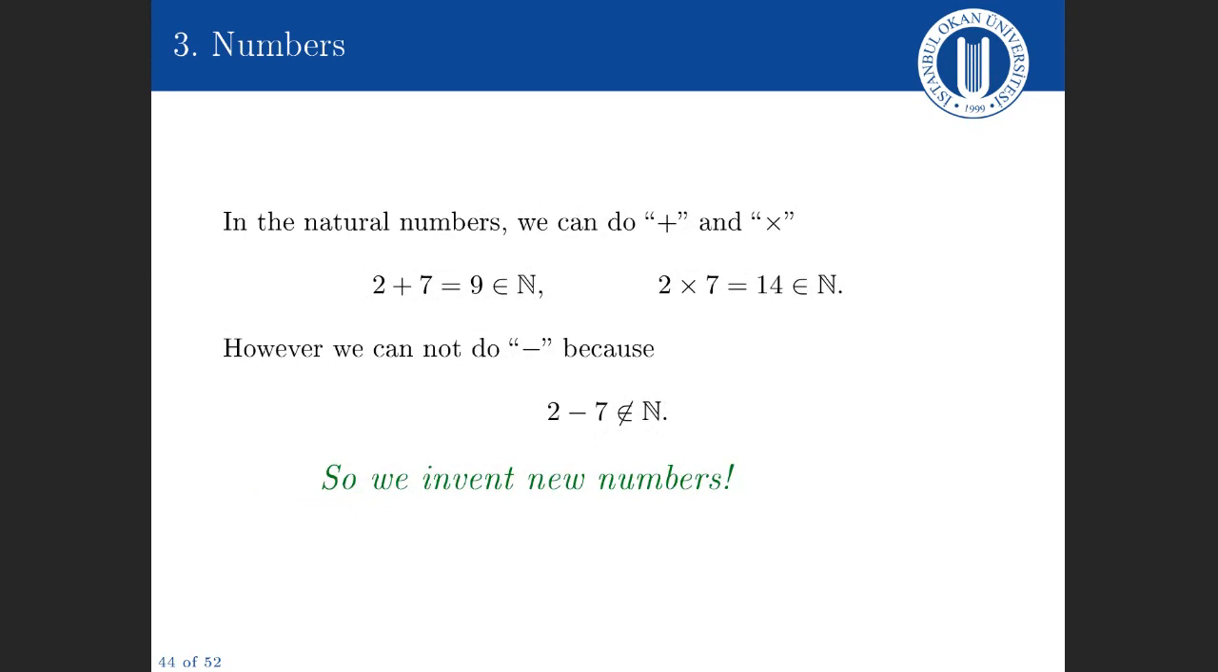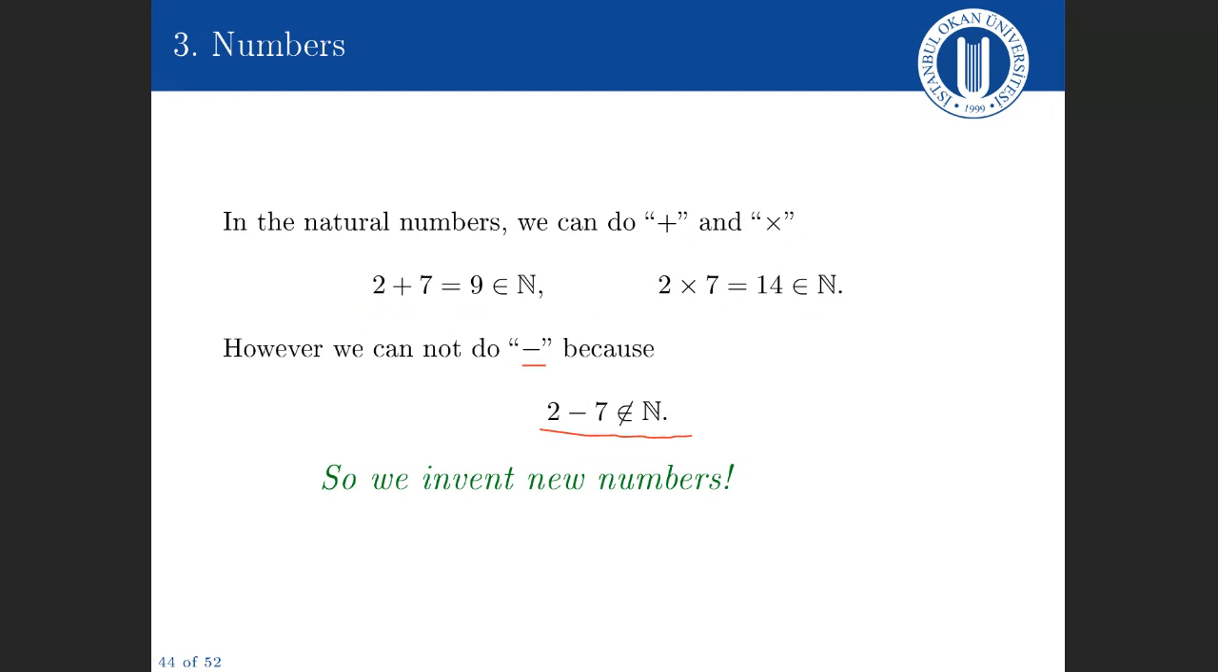What can we do in the natural numbers? We can do addition and we can do multiplication. What I mean is, if we take two natural numbers, let's say 2 and 7, we can add them together and we still have a natural number. Or we can multiply them together and we still have a natural number. But we can't do subtraction in the natural numbers because, for example, 2 minus 7 is not a natural number.